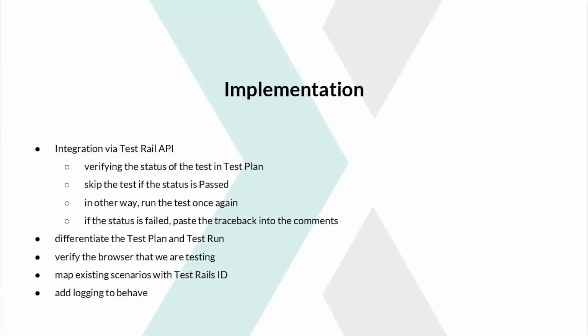Otherwise, we run the test once again. If the status is failed or retest, we want to rerun the test and paste the tracebacks into the comments. We want to differentiate the test plan and test run, which is something I was mentioning previously. We don't want to run the whole test plan, let's say the whole milestone. We might just run the test run related to, for example, one browser, so we verify the browser that we are testing. During the regression test in our project, we're using Chrome and IE11, so we needed to specify this.